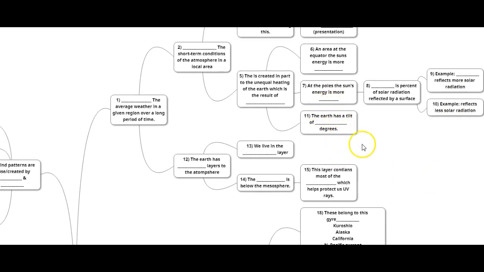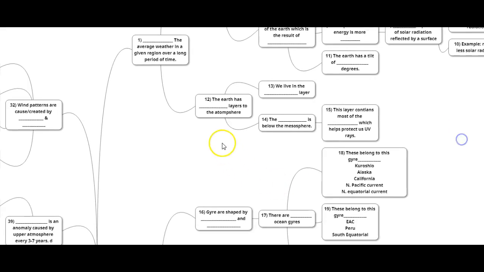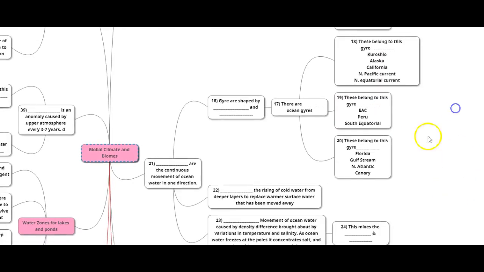Over here, tilt of the Earth, 23.5 degrees. Make sure you know how many layers the Earth's atmosphere has. We live in the troposphere. Make sure you know which one is below the mesosphere. Over here, this one contains most of the ozone layer, so you're going to have to figure out what layer this is. This was the one that contains most of the ozone layer.